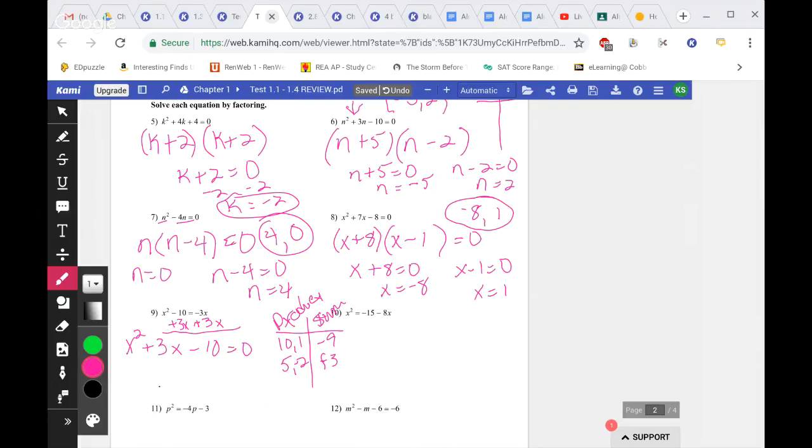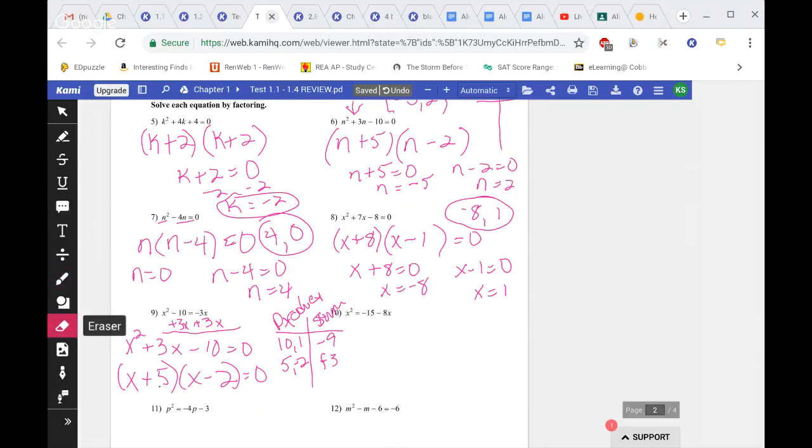Yes, ma'am. I only use that for the really big problems. Okay. This one was easy, so I didn't really need to use it. So you did x plus 5 and then x minus 2 equals 0. And then for your final answer, you should get -5, +2. Yes, ma'am. And you got that? Yes, ma'am. Okay, cool.